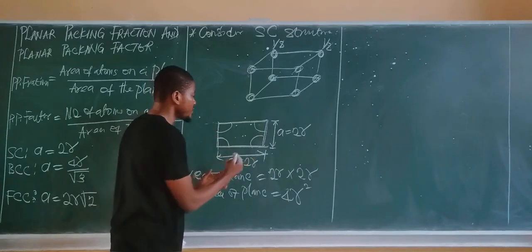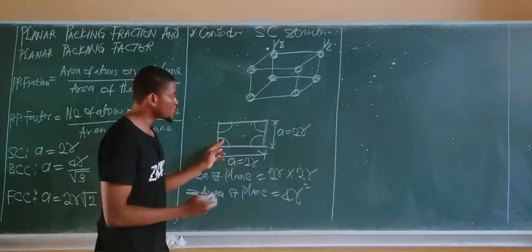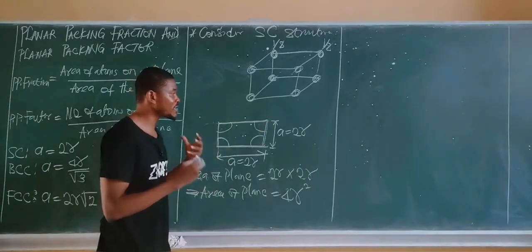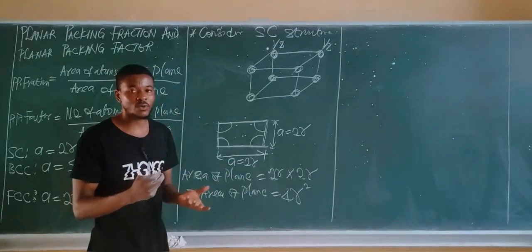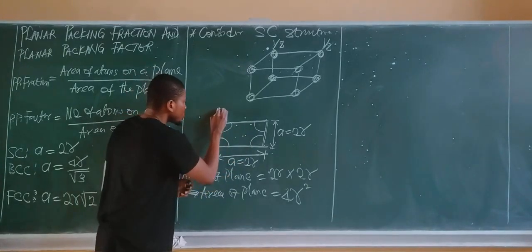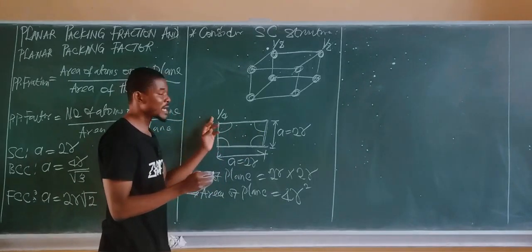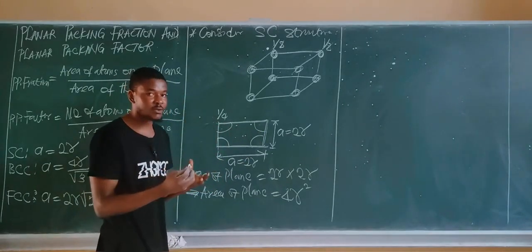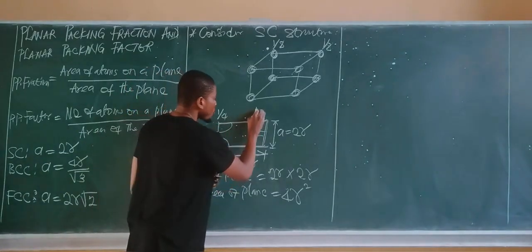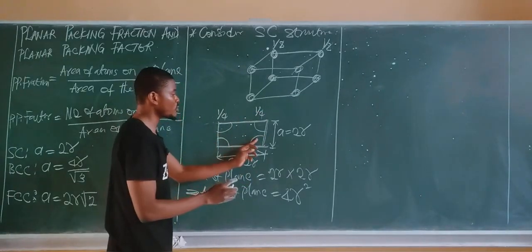Now we've considered this face. On this face now we have 1, 2, 3, 4 corner atoms. So since we have 4 corner atoms and each of these atoms is not bringing its full number of atoms on this position, that means this particular atom is bringing 1/4 of its atomic size. This is also bringing 1/4 of its size. This is also bringing 1/4, and this is bringing 1/4.